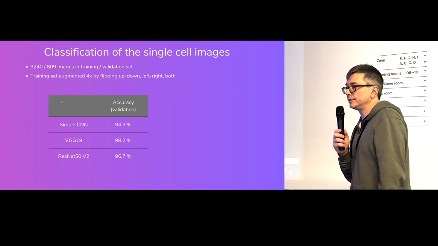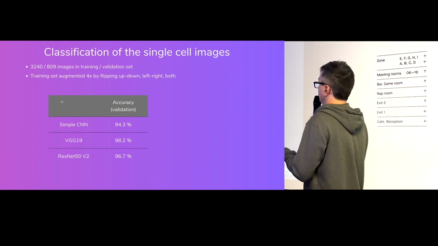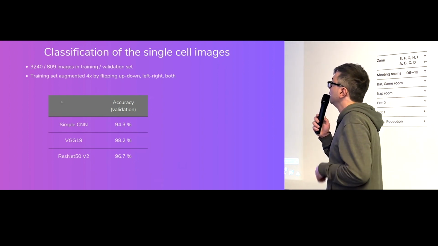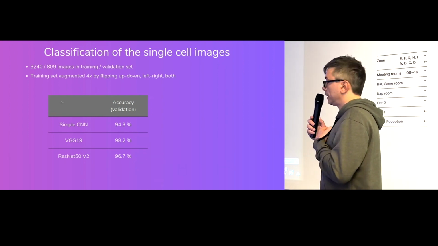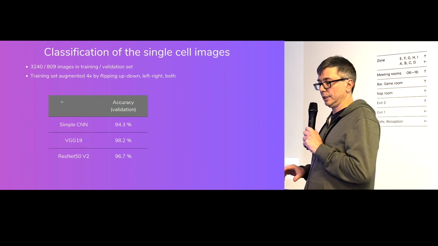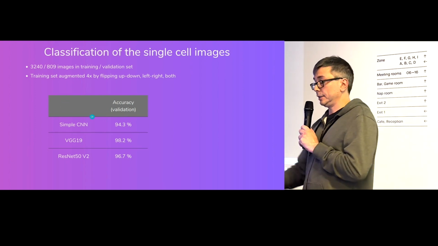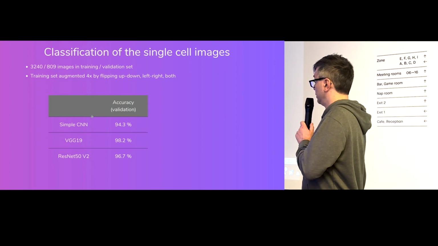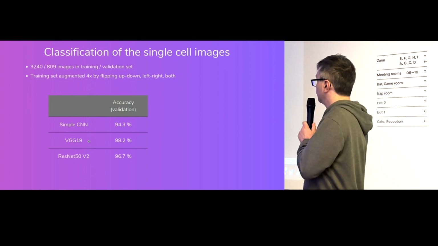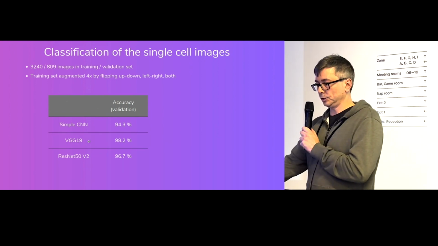For the classification of single cell images, we used a similar approach. We had more images here. We did augmentation by flipping the images up, down, left, right, and both. Here also we tested one simple convolutional network and 2 big networks. You can see that the accuracy of the prediction is much better. For the VGG19 network, the accuracy is more than 98%, so pretty good.